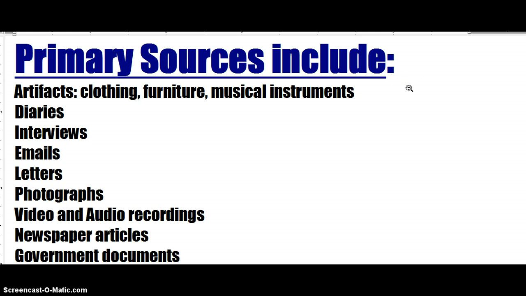Anytime you start a research project, there are three different types of sources that you'll be looking at: primary, secondary, and tertiary. For our purposes today, we're going to be focusing on primary sources, and that can include artifacts, clothing, furniture, musical instruments, diaries, interviews, emails, letters, photographs, video and audio recordings, newspaper articles, and government documents.